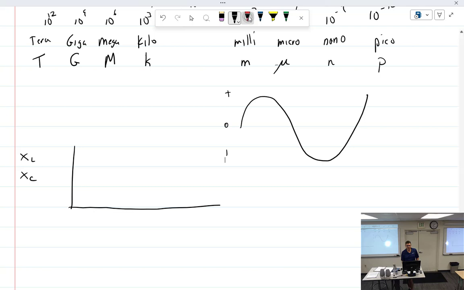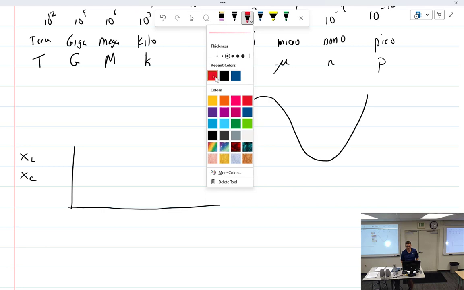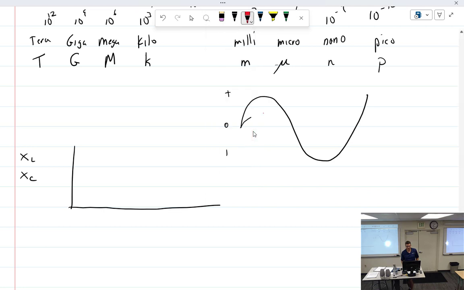But in theory, hopefully, the amps, I want red. There we go. Thank you for that. The amps, which isn't as much, should do the same thing and meet back here at 0. And then come back and meet at 0. So that would be an in-phase circuit.